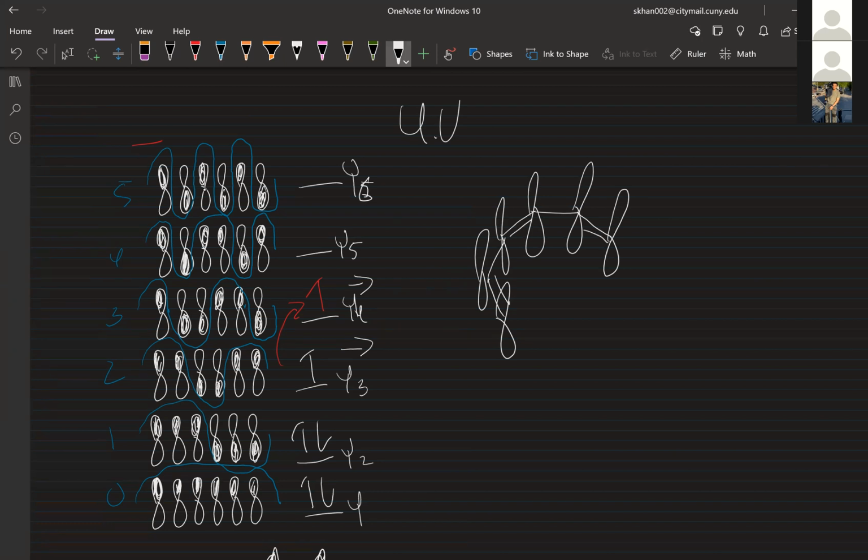Now, if you look at Phi4 and we draw all the orbitals on it, you'll see why this is now photochemically allowed. We draw this, what is it here? This is this, and this would be this.